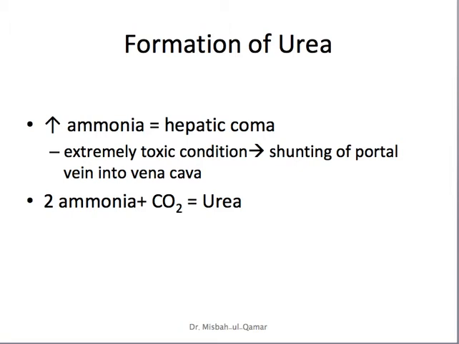And decreased blood flow through the liver because of any cause, due to the shunting of portal vein into the vena cava, will also lead to excessive ammonia, which is an extremely toxic condition. Keep in mind that two molecules of ammonia, when they combine with carbon dioxide, form urea. And this urea thus formed readily diffuses out of liver and can be excreted by kidneys.